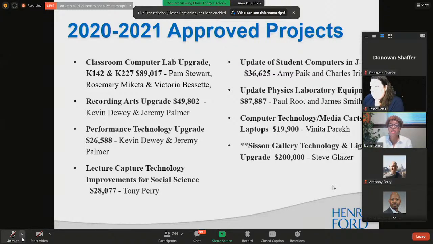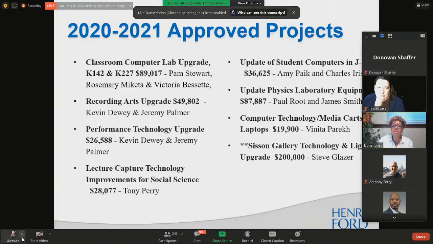These are some of the projects that we approved during the pandemic. Some of them are in progress as it relates to installation. Some are still in the bidding process, but we approved them at the Technology Investment Committee level. I want to start off with the classroom computer lab upgrade, and you'll see a number of classroom upgrades of computers. This was for K 142, 227. The amount is there, $89,000, and the project leads were Pam Stewart, Rosemary Makita, and Victoria Bassett.